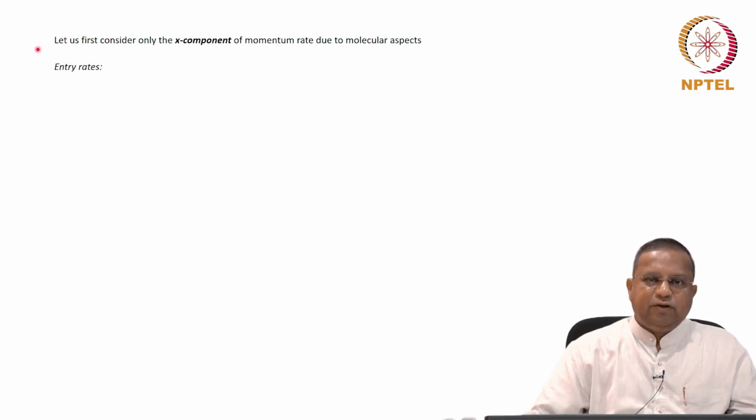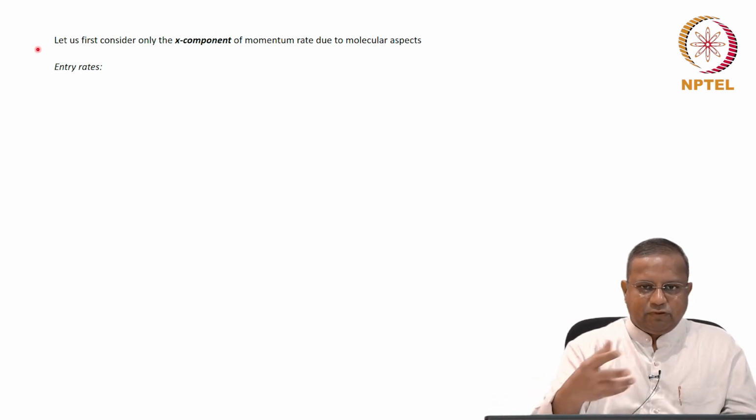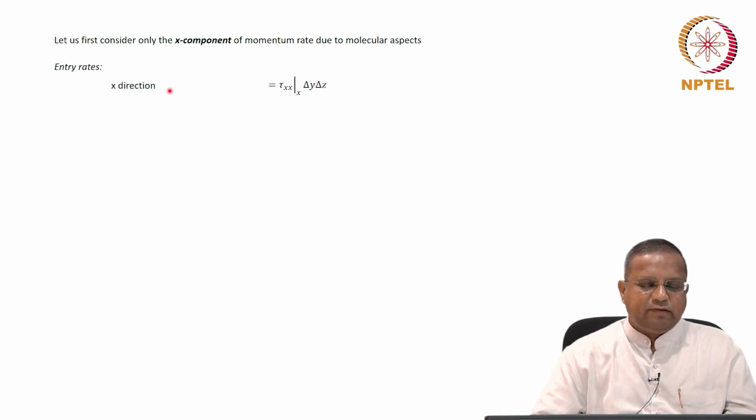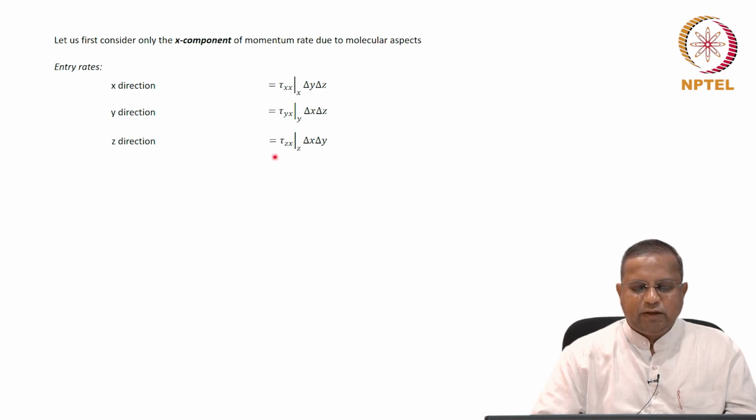The entry rates, again, we are looking at entry minus exit because we are going to substitute this in the momentum balance equation. For the x direction it is tau xx at x times the area delta y delta z. Y direction is tau yx at y times delta x delta z. And the entry rate in the z direction is the shear stress times the area, the momentum flux times the area, that's the momentum rate. In this case, tau zx at z times delta x delta y.